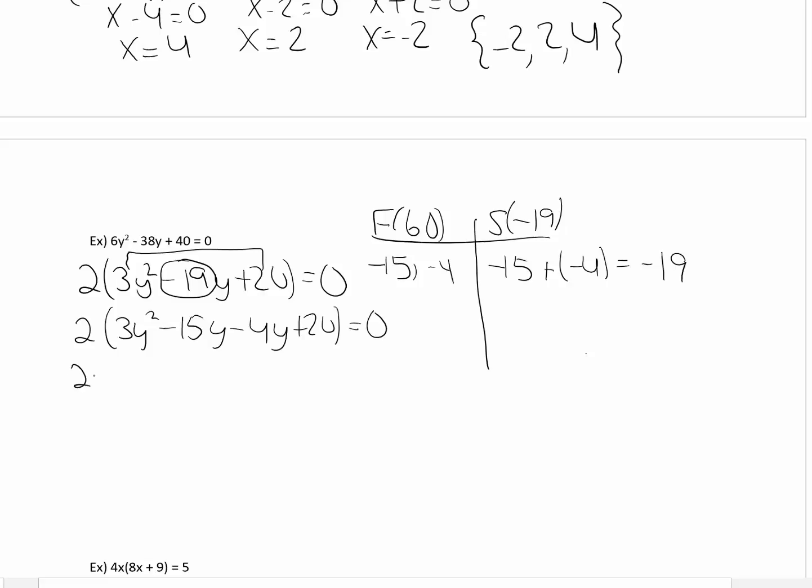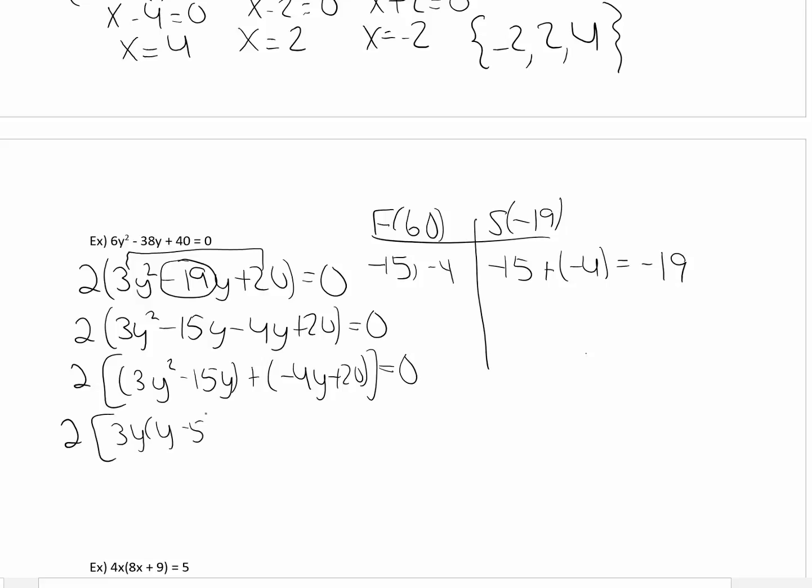Okay, so now let's group them. So I can factor out a 3y from the first two terms. And now I can factor out a negative 4 from the last two terms. So factor again. All right, so this is completely factored.